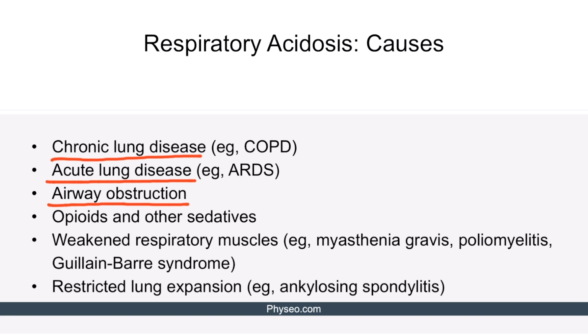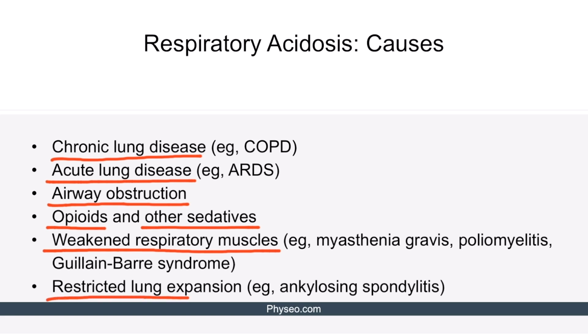Any medication depressing the medullary respiratory center and the respiratory rate can result in respiratory acidosis. Such medications include opioids and other sedatives. Additionally, conditions accompanied by weakened respiratory muscles interfere with carbon dioxide exhalation and therefore predispose the patient to respiratory acidosis. These conditions include myasthenia gravis, poliomyelitis, Guillain-Barré syndrome, and so on.